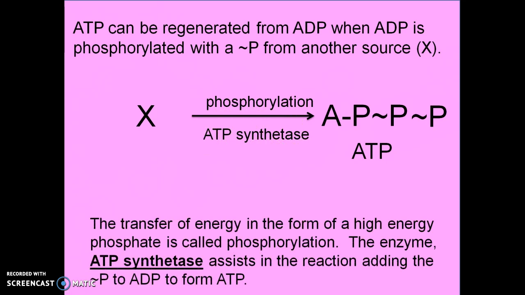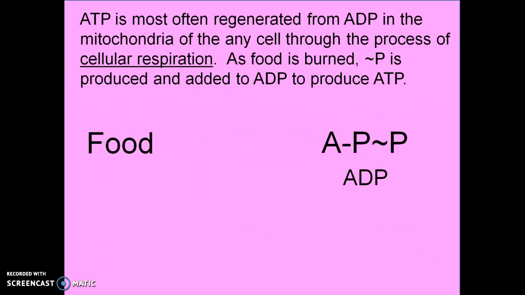Okay, so to sum up this slide, the transfer of energy in the form of a high energy phosphate is called phosphorylation. Hopefully you see a theme here, guys. Phosphorylation has come up several times already. The enzyme ATP synthetase assists in the reaction, adding the high energy phosphate to ADP to form ATP. Okay. So once again, I said that is food. Your energy is coming from food, guys.